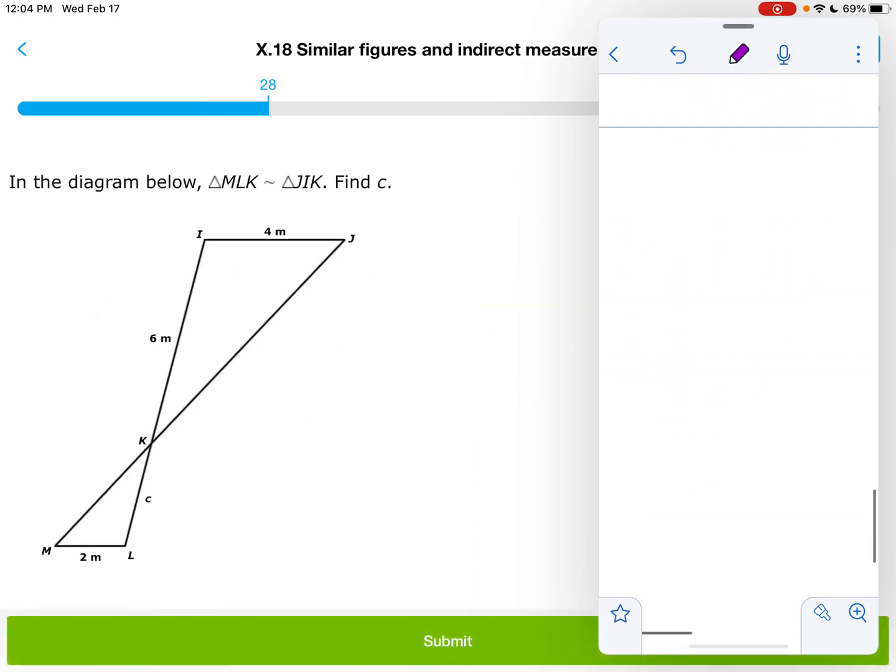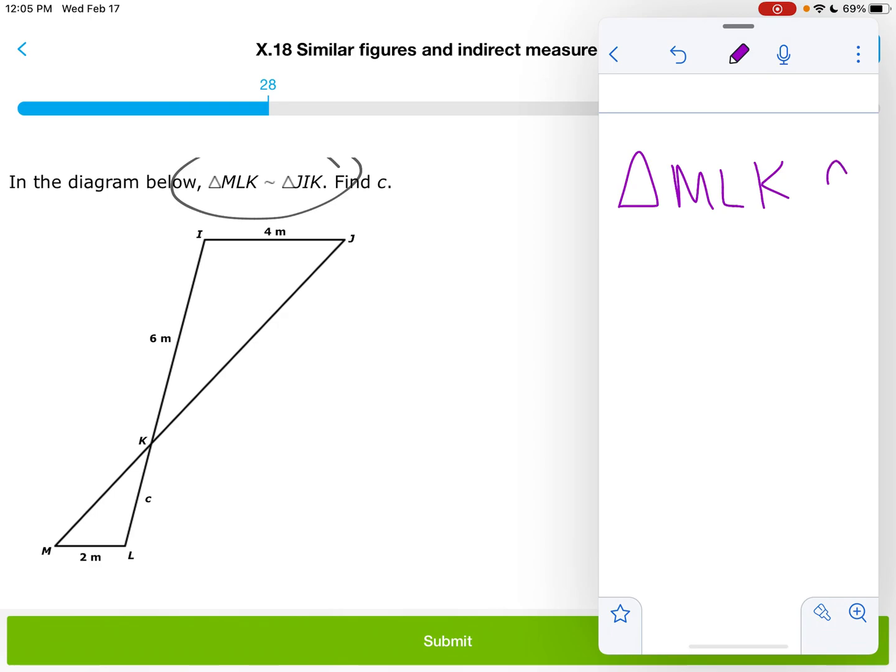Awesome. I will do one more with you, and then you will try the rest on your own. So this time it tells us that triangle MLK is similar to triangle JIK. Okay, so we are trying to find letter C. If you notice, letter C is this line, KL. So that's what we write on top.